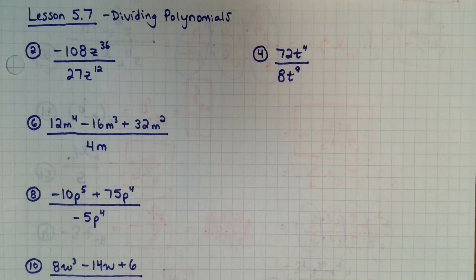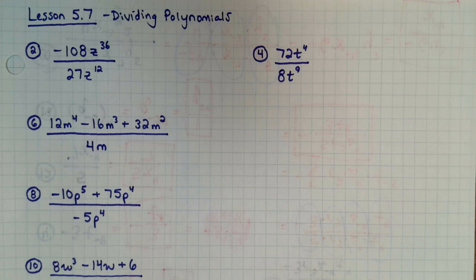This video is going to cover lesson 5.7, which is on dividing polynomials. And we are just going to focus on the basic division of polynomials. So either a monomial divided by a monomial or a polynomial divided by a monomial. We're not going to have to worry about doing any long division with polynomials during this class.